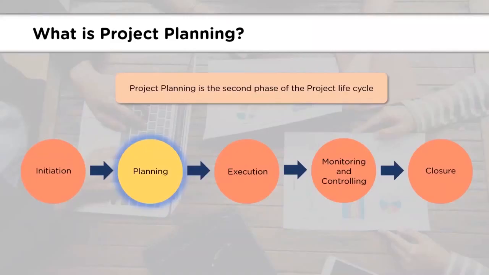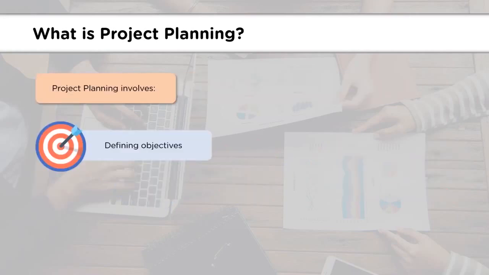Project planning is the second step or phase of the project life cycle. Project life cycle has 5 different phases from initiation to closure. Today, we will be learning about this phase that comes immediately after initiation, in which the project plan is documented and further requirements are defined. Project planning includes the following things.